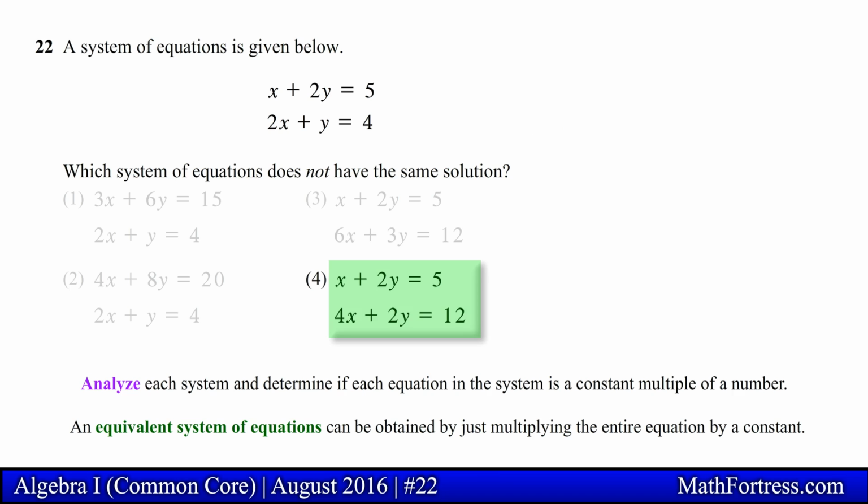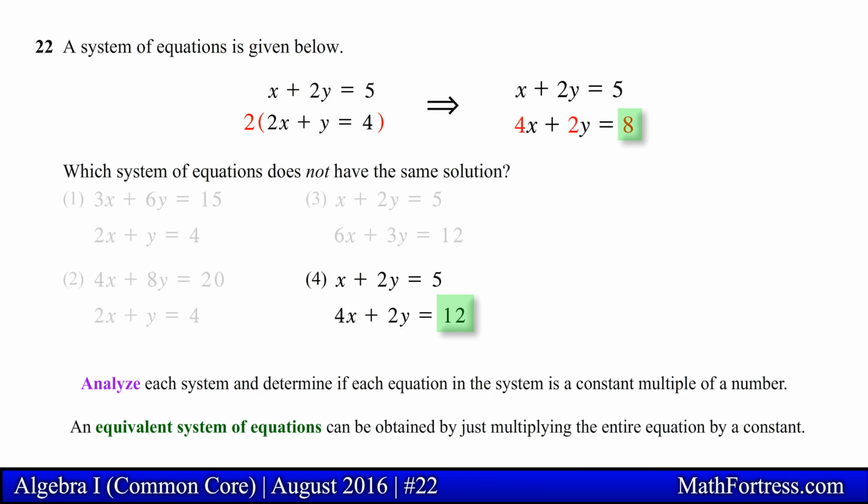But just to make sure, let's see why this system of equations does not have the same solution as the original system. Notice that the first equation seems to be okay. It matches the first equation of the original system. So this is not the problem. Looking at the second equation, we see that it seems to have been multiplied by 2. But if that was the case, the constant should be 8 and not 12.